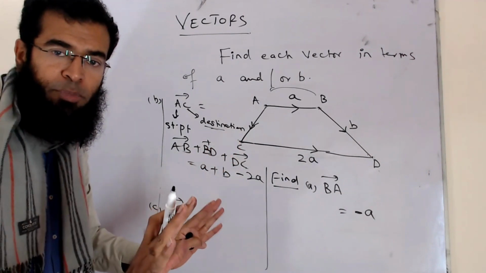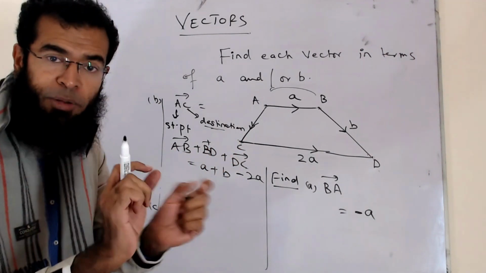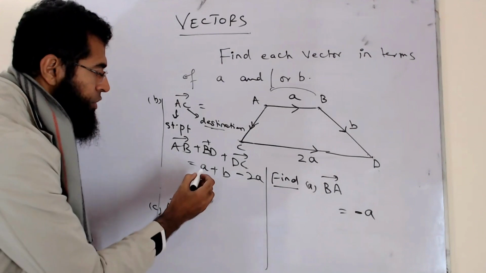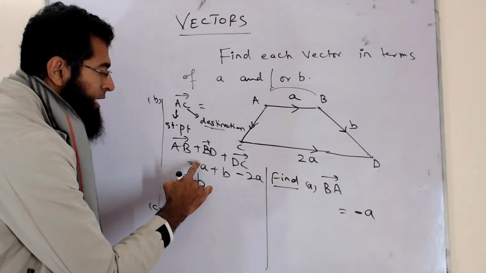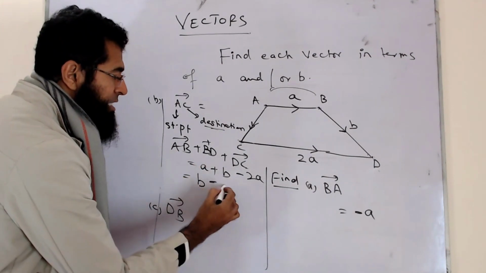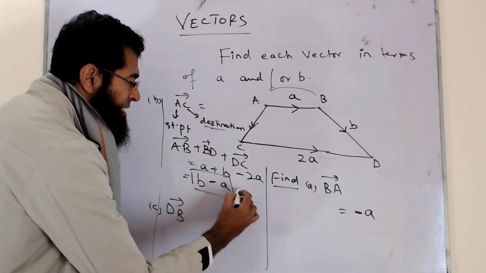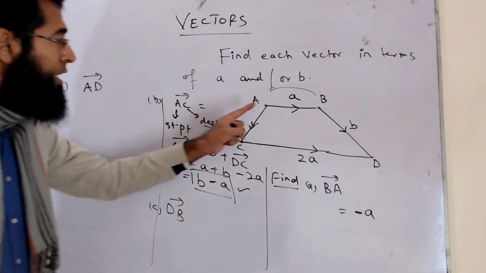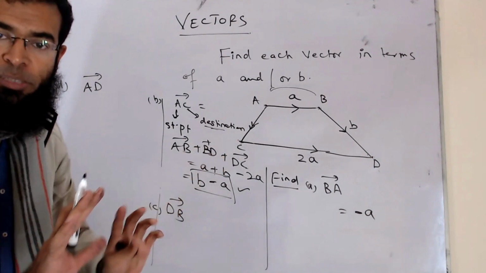I hope this is pretty simple. Now don't forget to simplify the terms, the like terms. So B, what is plus A and minus 2A? That is minus A. So B minus A is the answer to the vector AC. I hope it's pretty simple.